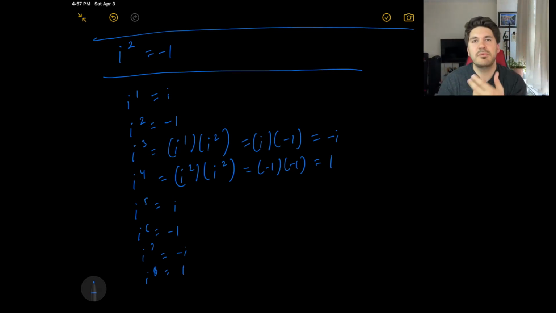A common mistake that people make with this is they'll understand that i to the fourth is the same as i to the eighth, is the same as i to the 12th, is the same as i to the 16th.